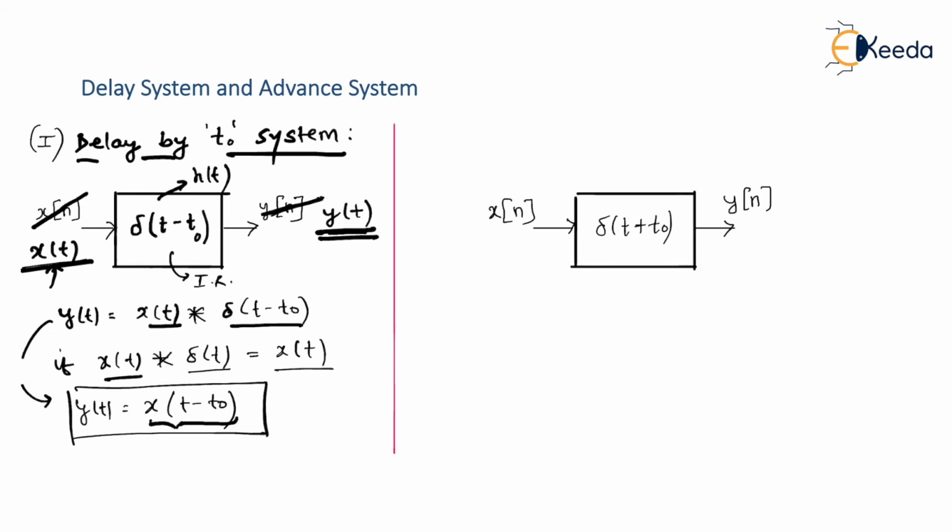Similarly, in the second category, you can see here, this is another system. I would name this system as the advanced by t naught system.